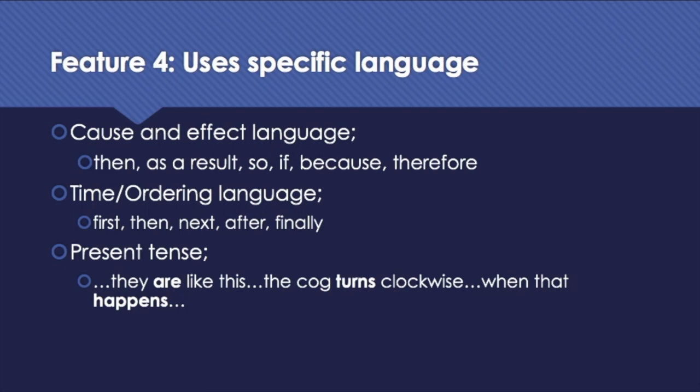There's time and ordering language, not always, but certainly for describing a process. First, then, next, after, finally, that sort of language. And when we explain something, we're talking in the present tense because we are explaining how something is now. If it's explaining how something was, like a historical explanation, that's a bit different. But generally, when we explain how something works, like the life cycle of a frog, we're explaining how it is, not how it was or how it will be, how it is. So they are like this. The cog turns clockwise, or when that happens, this happens. So it's talking about things happening as if they're happening now. That's the present tense.